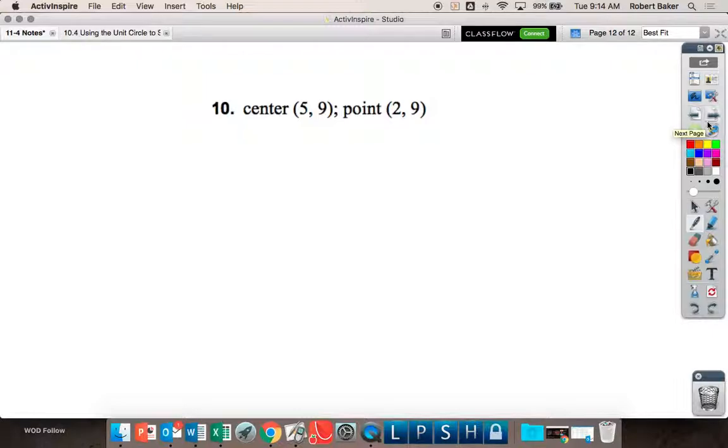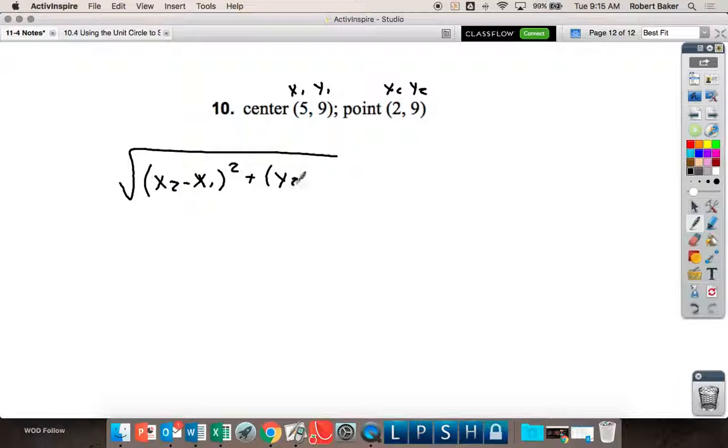And the last one, the one that you guys hate. It gives you the center, but it gives you some random point, and you have to use the distance formula to find the radius. So we can start with the distance formula. X1, Y1, X2, Y2, and we're trying to fill out the distance formula. X2 minus X1 squared plus Y2 minus Y1 squared.